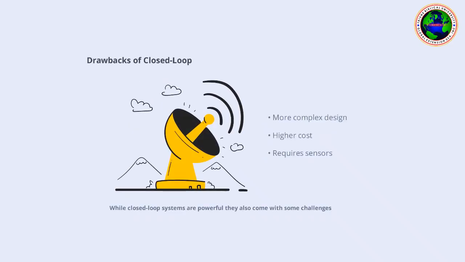Closed-loop systems are powerful. They also come with some challenges. They are typically more complex and expensive than open-loop systems, since they require sensors, controllers, and sometimes advanced software. Designing and maintaining these systems can be more demanding. However, for applications where precision and adaptability are critical, these extra costs are often justified.